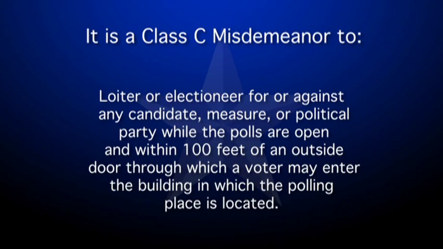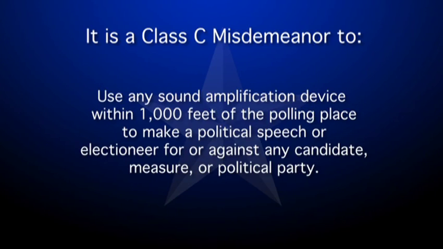It is a Class C misdemeanor to loiter or electioneer for or against any candidate, measure, or political party while the polls are open and within 100 feet of an outside door through which a voter may enter the building in which the polling place is located. It is also an offense to use any sound amplification device within 1,000 feet of the polling place to make a political speech or electioneer for or against any candidate, measure, or political party.